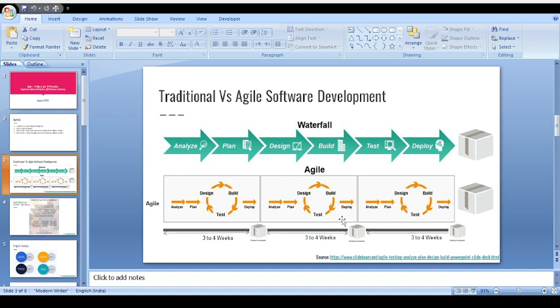In this way, whatever was the drawback in the waterfall model is minimized in the Agile software world. So that is a major breakthrough in the software industry. That is the reason most of the companies are getting into the Agile way of software development.